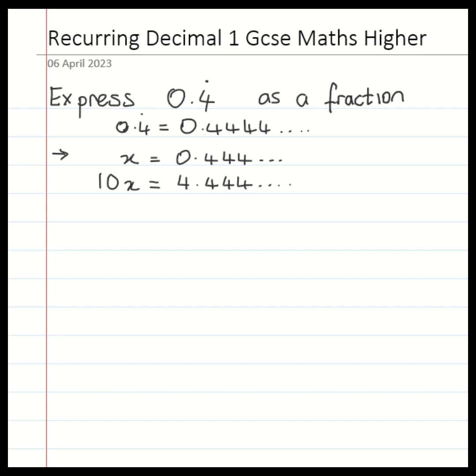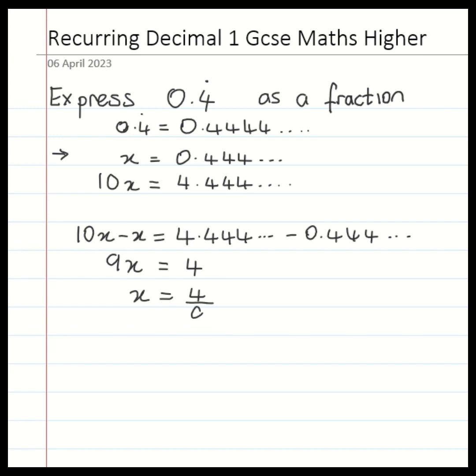Now, if we subtract this equation from this equation, then those recurring parts of the decimals will cancel out. So if we do 10x take away x, then this would be the same as 4.4444 minus 0.4444. So the left-hand side would be 9x, and the right-hand side will be 4, and all we need to do now is solve this equation. Therefore, we will be dividing both sides by 9, so x would be 4 over 9.